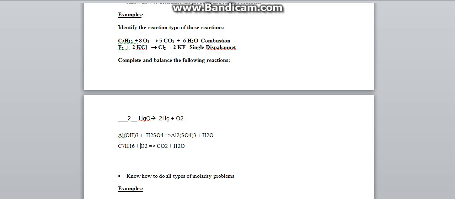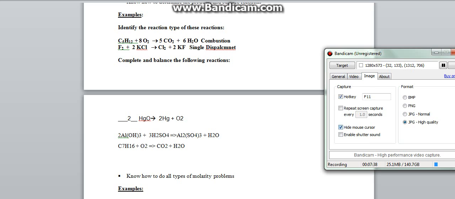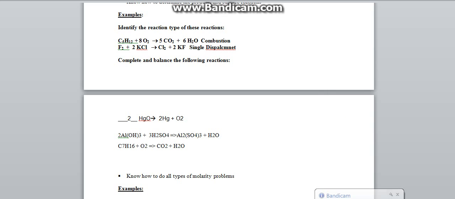Okay, so this needs to be 2, and this needs to be 3, because there needs to be equal oxygens, yeah, because there's a 3 there. Oh, I wish you could see what I was looking at. This must be so confusing. Oh, I'm going to turn on the mouse. I'm going to show mouse cursor. Oh, okay, I get it.